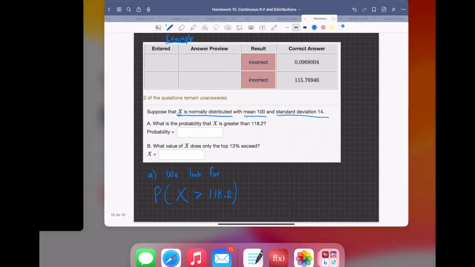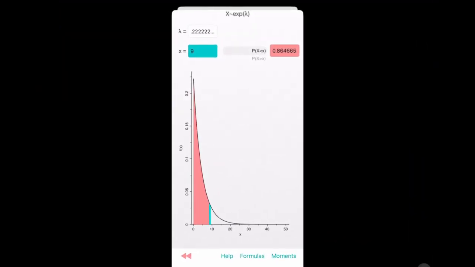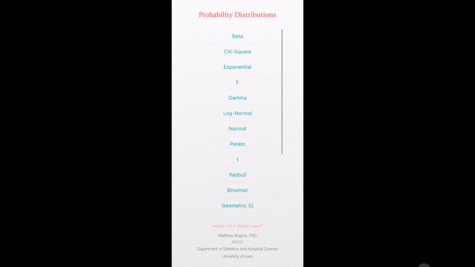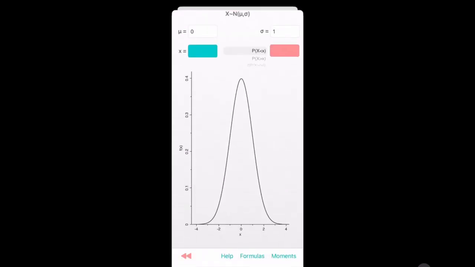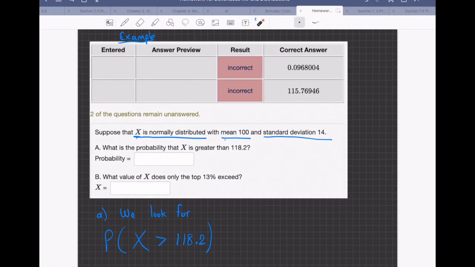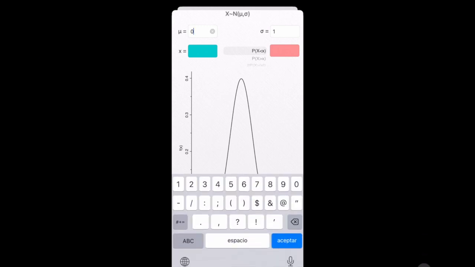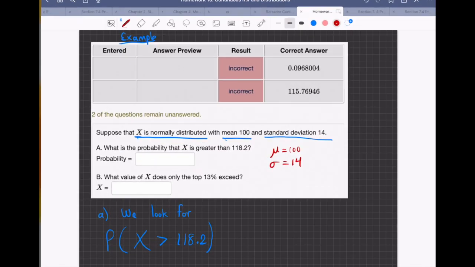So go to the application that I recommended, or you find another one, no problem. Look for the normal distribution. Normal, you see, is almost in the middle. And here you will have to specify the mu and sigma, the mean and the standard deviation. In our problem, the mean is 100, mu is equal to 100, and sigma is equal to 14. So type those values here, 100 and 14. And x is, in this case, 118.2.